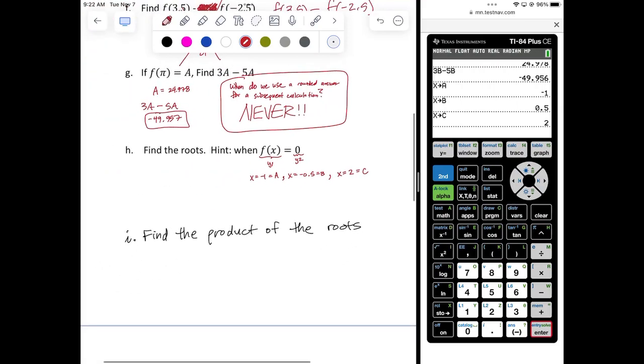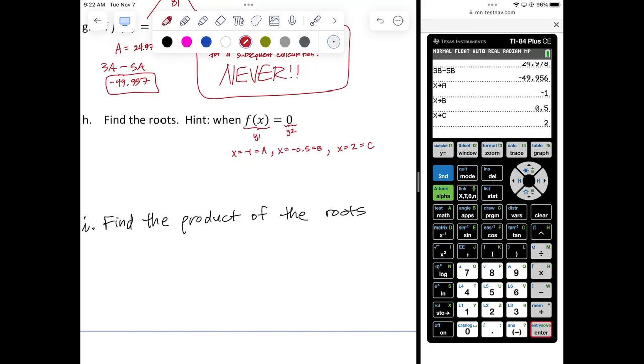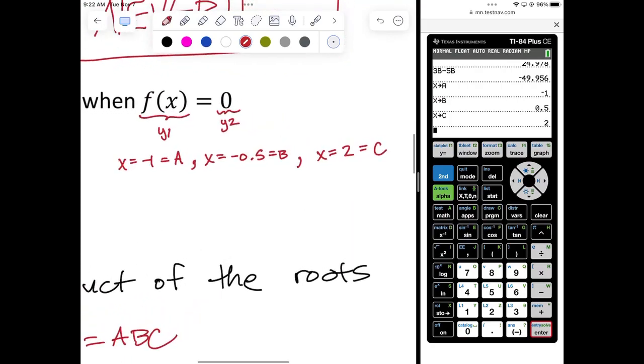Okay, so now look at part I. It says, I wrote this in there, it's my handwriting, find the product of the roots. Okay, so now I can just say the product is equal to A, B, C. Here's what's nice about storing them as A, B, C. I can write them down on my paper as A, B, and C as well. That reminds me where I'm storing the values.